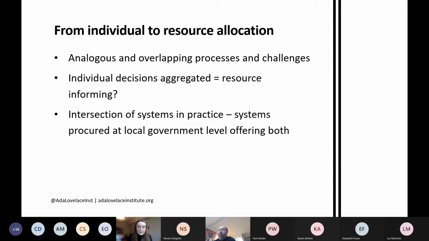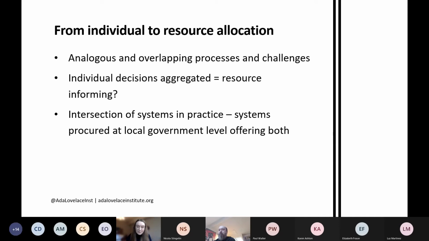And in practice, that's what we've been seeing, for instance, in local government procurement of these systems: one system that may provide individual decision-making will also be a system, or at least a data set, that is brought together to then inform resource allocation decisions.